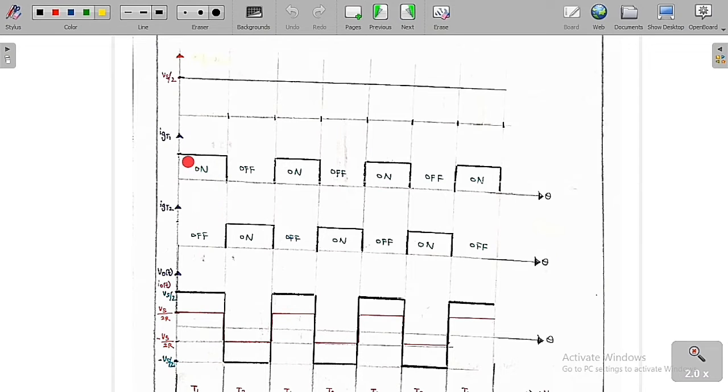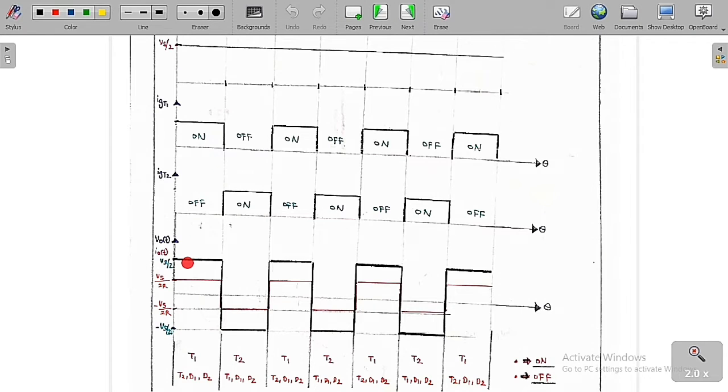Let me assume the thyristor T1 is on. Then I am going to turn off the thyristor T2, because the user can easily control it. By analyzing the circuit, the output voltage we are going to get is plus Vs by 2, and the output current is V0 by R. Therefore Vs by 2R is the output current we are going to get in this region.